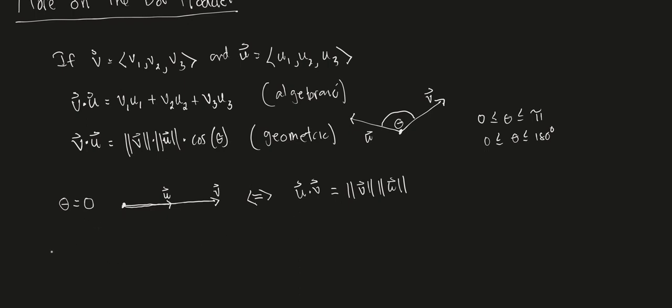Now, if the angle is acute, meaning between 0 and pi over 2, or 0 and 90 degrees, so if theta is acute, then what it means is they're not pointing in the exact same direction, but the angle between them isn't too big. So like this would be my theta, right?